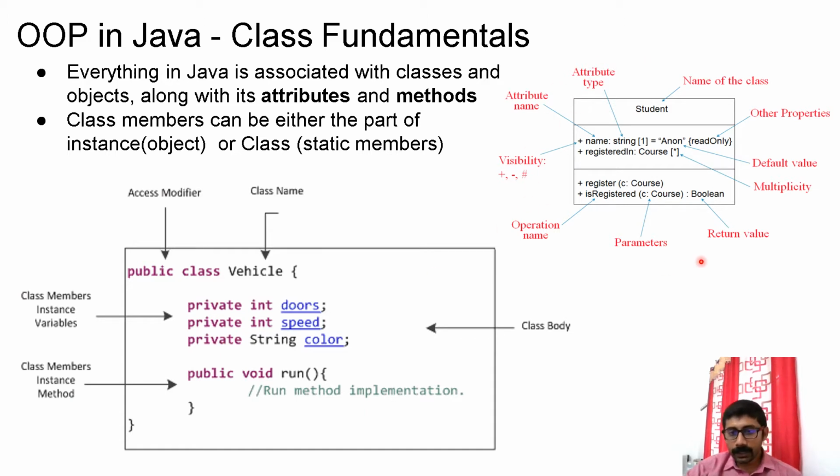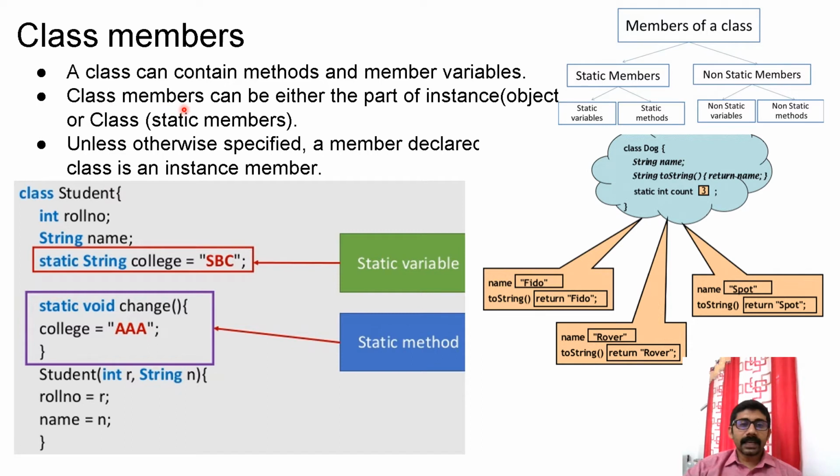Remember the UML representation in class diagram, we used to represent a class like this. We were using this plus and all these symbols to indicate the visibility. That is nothing but the access modifier. Class members: a class can contain methods and member variables. Class members can be either part of the instance or object, or part of the class. We will call them static members. So the members of a class can be either static or non-static. In static, there can be static variables, static methods. In non-static, there can be non-static variables, non-static methods.